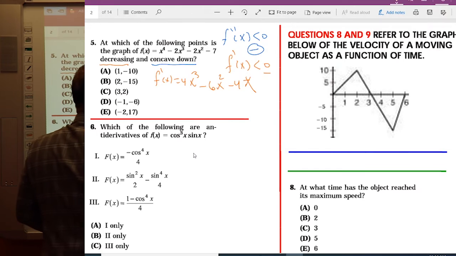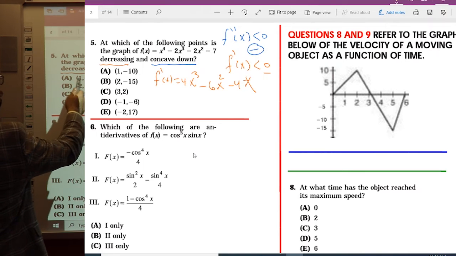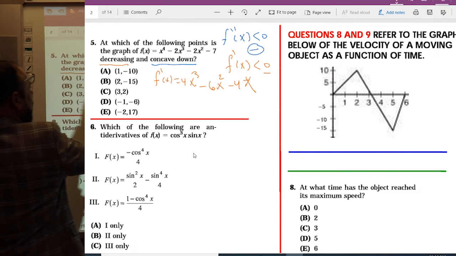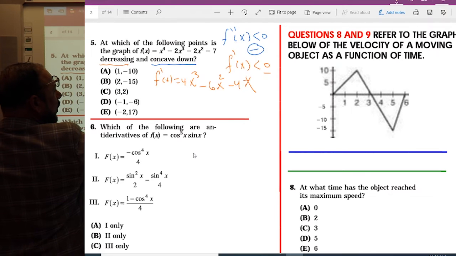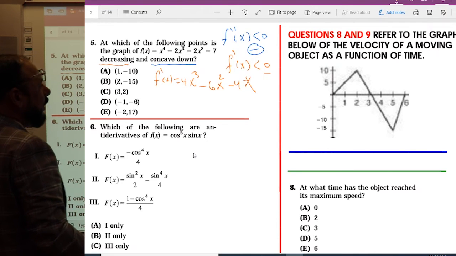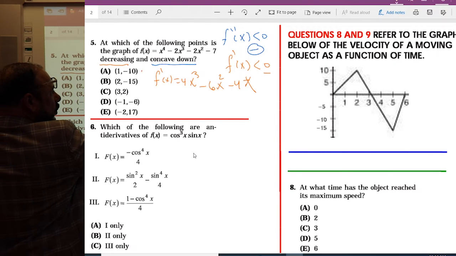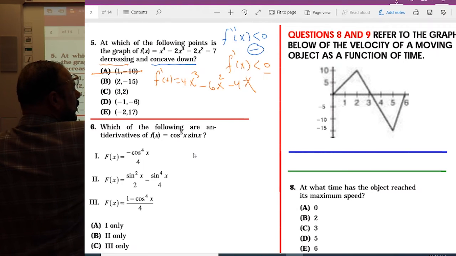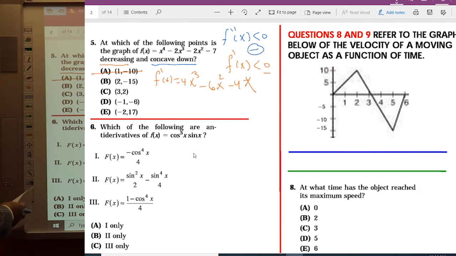Minus 4x, right? Now look, choose any number here, one between 1 and negative 10 and try it, right? Easy to choose 2, right? 2 cubed is 8, 4 times 8 is 32. Look here, 32 minus 24 is 8, 8 minus 8 is 0. That's an impossible choice. Look, Ismail, I'm going to cancel it. Good? That's an impossible choice. You can also do this on your calculator.